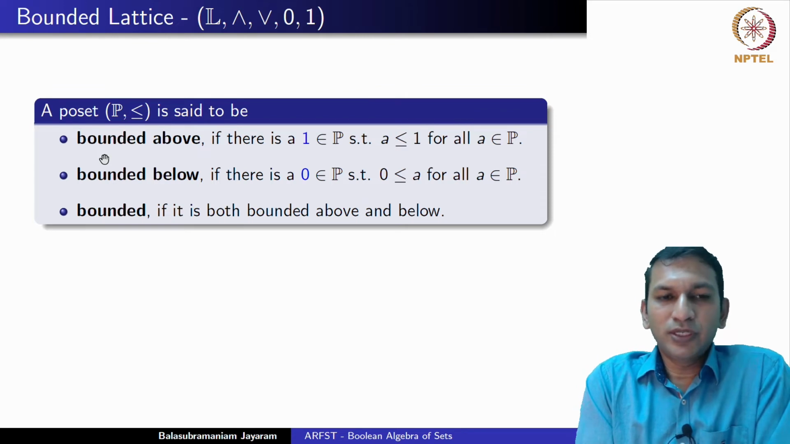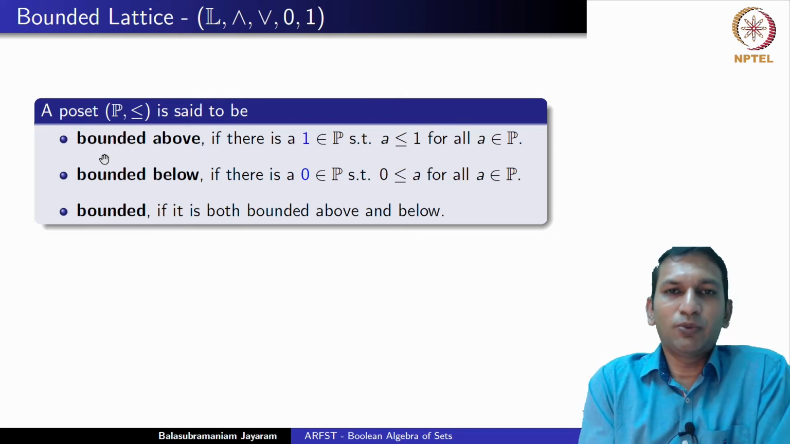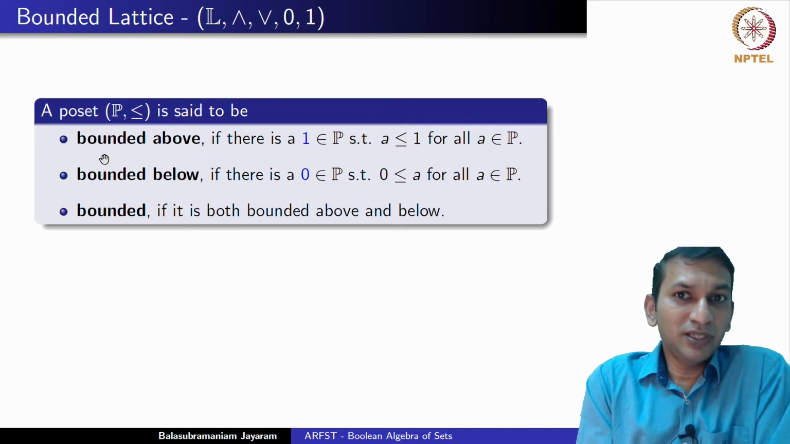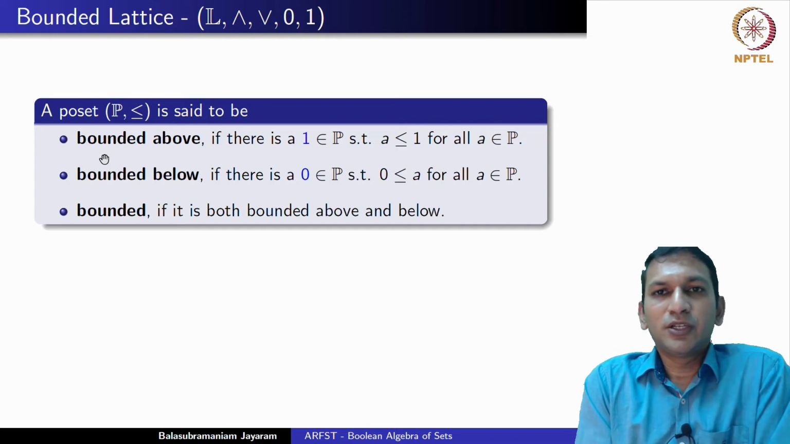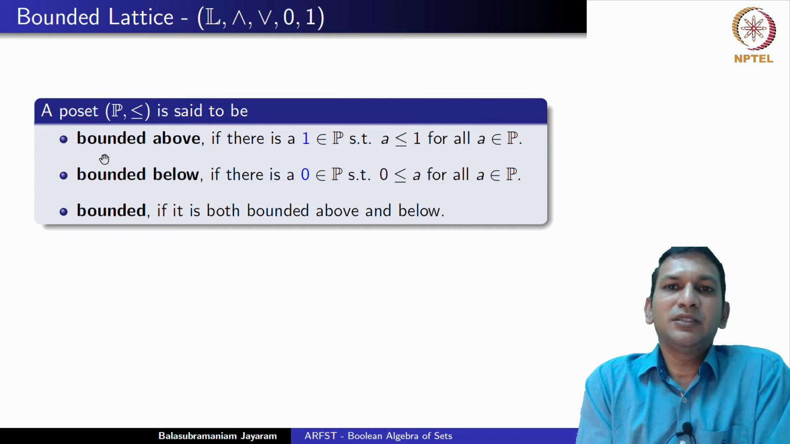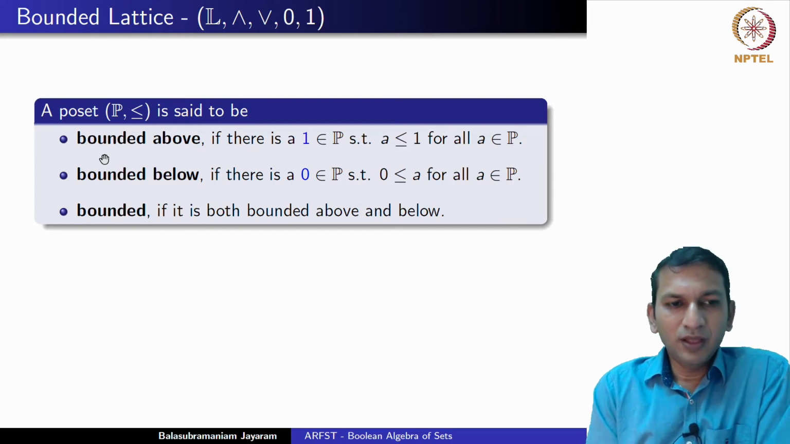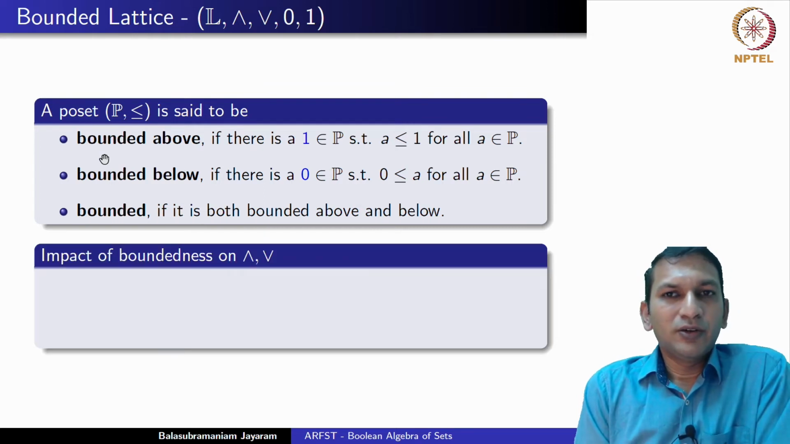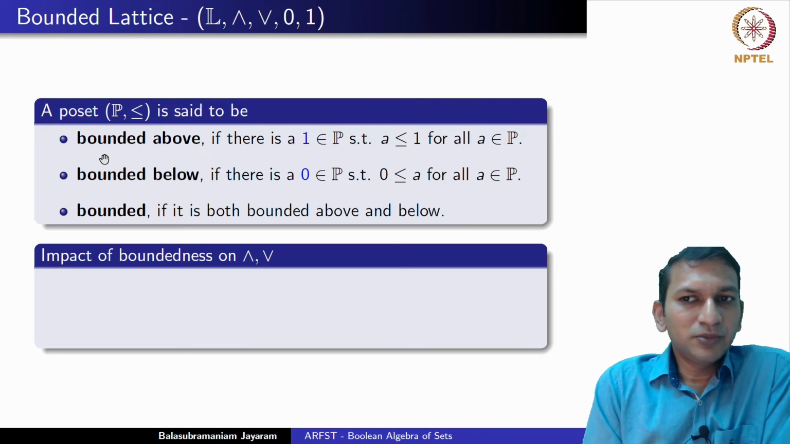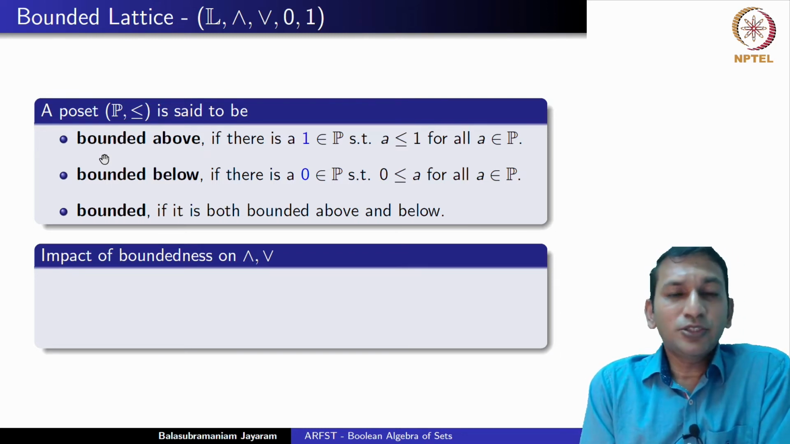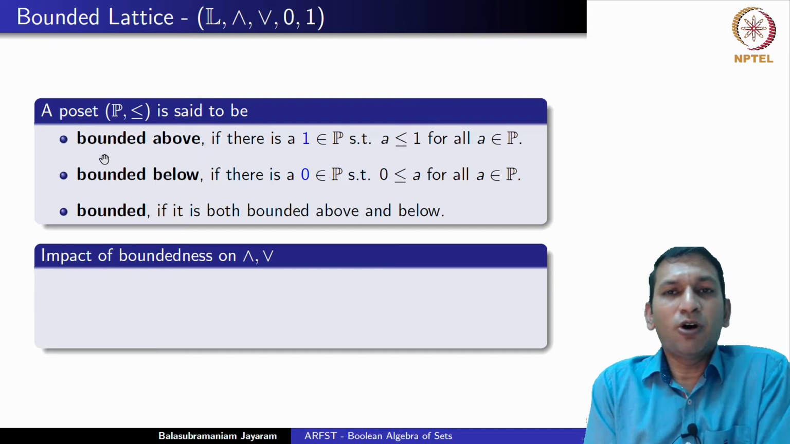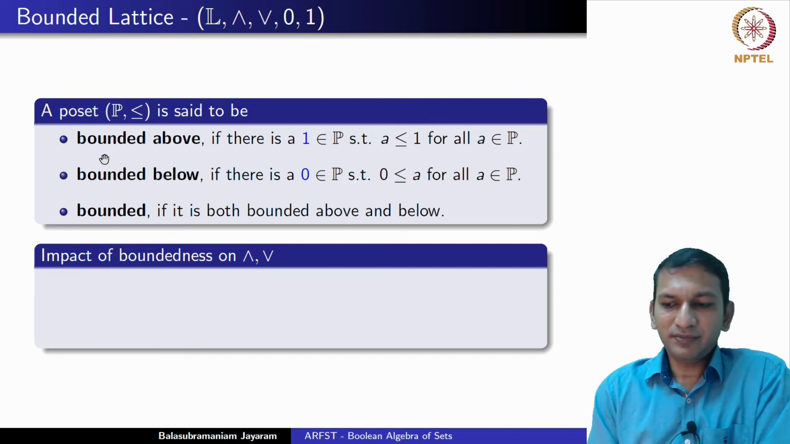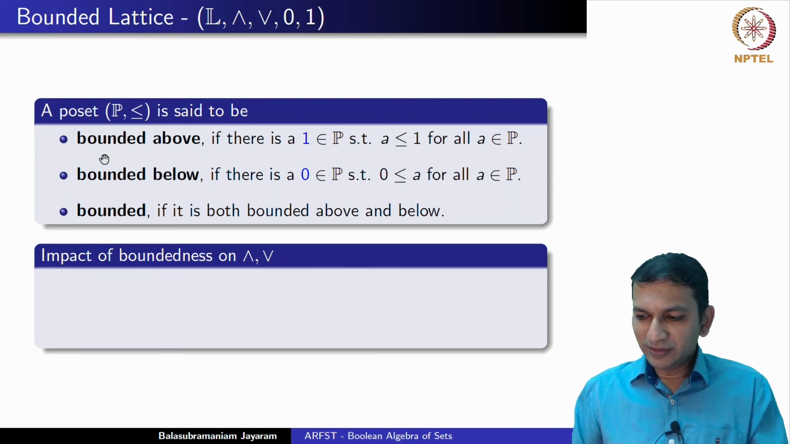We say it is bounded above if there exists a special element 1, which is the maximal element, that means it is above everybody else. It is bounded below if there is a special element which we denote by 0, which is smaller than every other element, essentially the minimum of the coset. And we say it is bounded if it has both this minimum and maximum elements. While we have talked about boundedness with respect to the order, let's look at the impact of boundedness on the operations of meet and join. It's quite interesting to look at this.